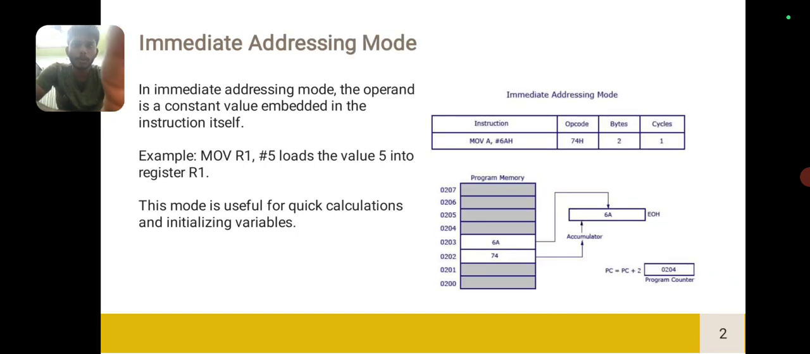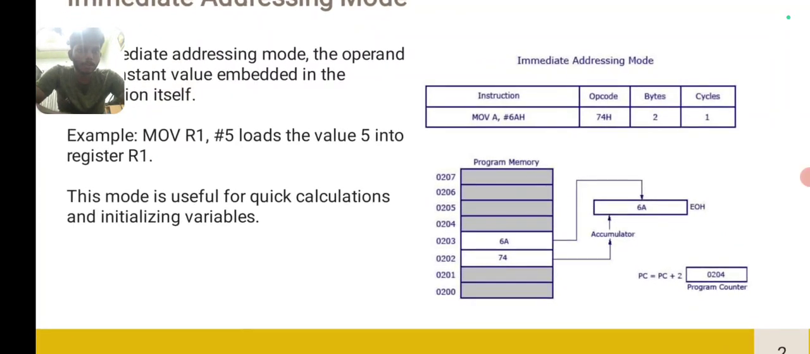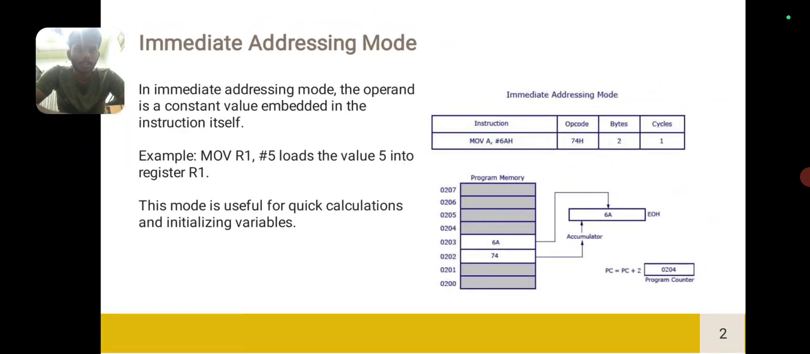Now immediate addressing mode. In immediate addressing mode, the operand is a constant value embedded in the instruction itself. For example, MOV R1, #5 loads the value 5 into register R1. This mode is useful for quick calculations and initializing variables. Here is a representation of it. We can see here a program memory of 6A and 74 which is connected to the program counter. Immediate addressing mode.